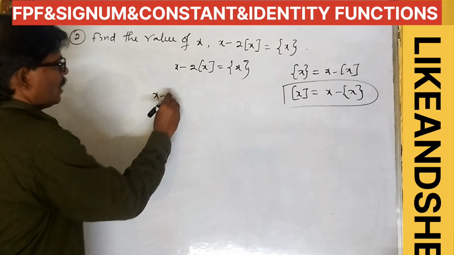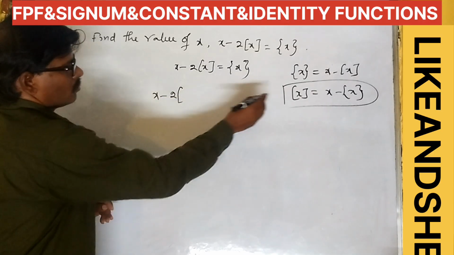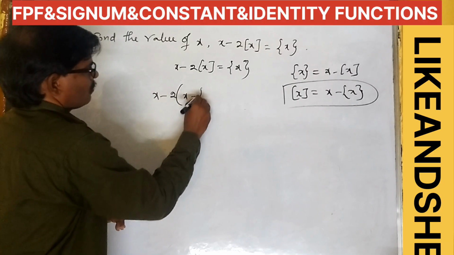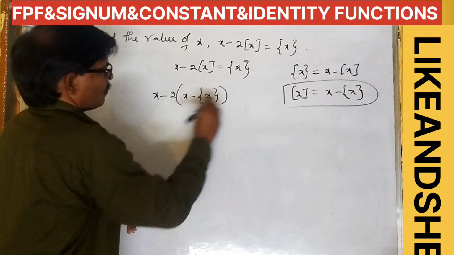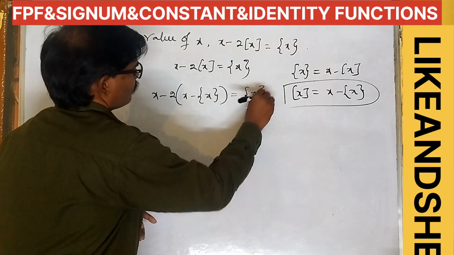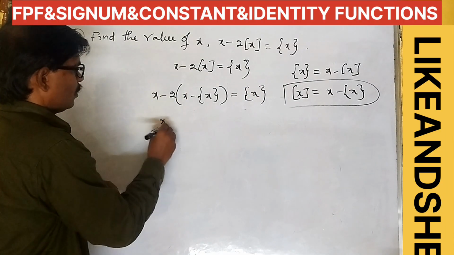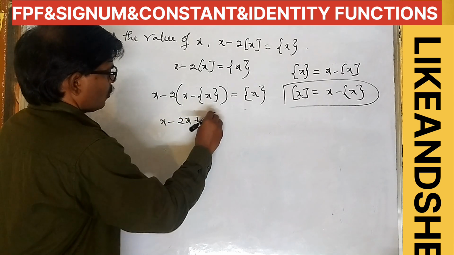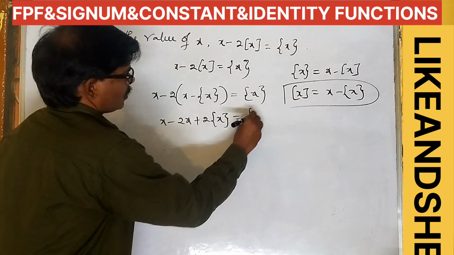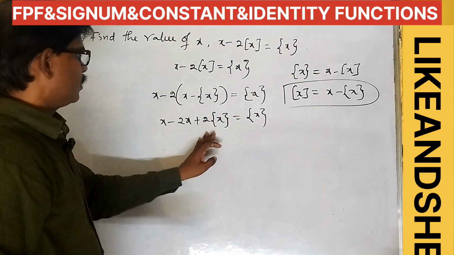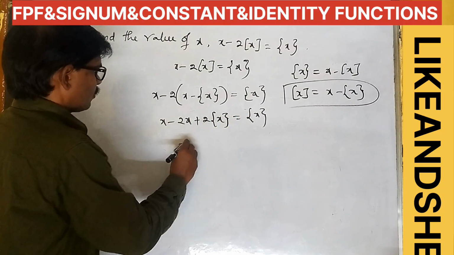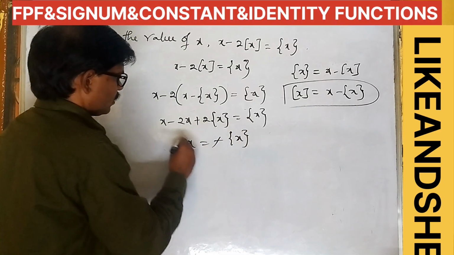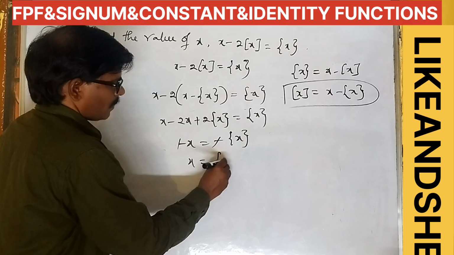Right. x minus 2 into step of x is equal to x minus step of x, which is x minus fractional part of x. This is also the fractional part of x. Multiply here: x minus 2x plus 2 times the fractional part of x is equal to the fractional part of x. Taking this side, negative x is equal to the negative of the fractional part of x. Negatives cancel, so x is equal to the fractional part of x.